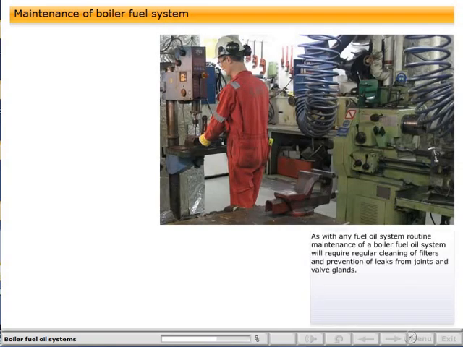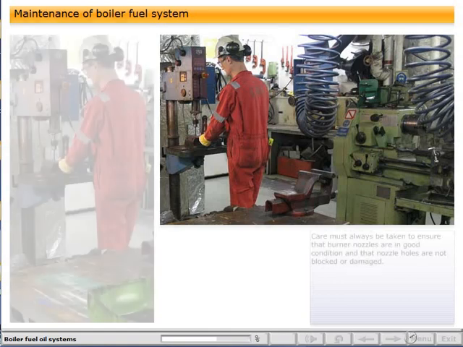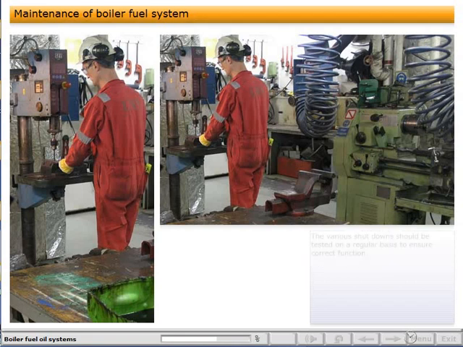As with any fuel oil system, routine maintenance of a boiler fuel oil system will require regular cleaning of filters and prevention of leaks from joints and valve glands. In addition, the boiler burners and combustion air equipment, such as diffusers and swirl plates, have to be cleaned regularly. Care must always be taken to ensure that burner nozzles are in good condition and that nozzle holes are not blocked or damaged. The various shutdowns should be tested on a regular basis to ensure correct function. Remember, correct maintenance and operating procedures will ensure safe operation.